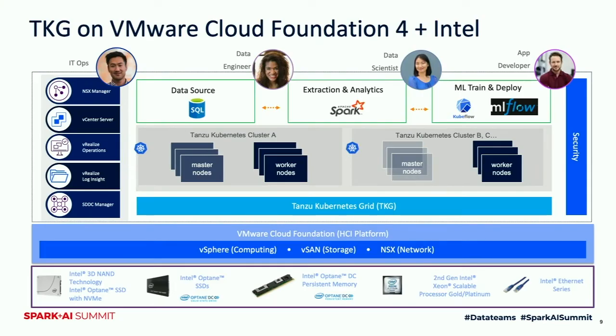On the left side of the picture, we see the operations module of Cloud Foundation called the management domain. From that point, IT operations gets all the tools needed to operate a hybrid cloud environment, including the Tanzu Kubernetes clusters. As shown on the right side of the picture, development teams such as data engineering and data science can take control of the Kubernetes resources using standard APIs. Here we see a typical view of an end-to-end analytics pipeline with Apache Spark at the core.